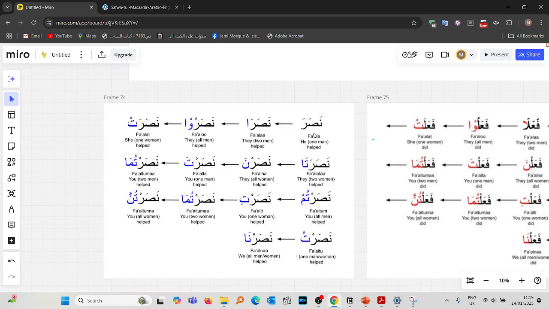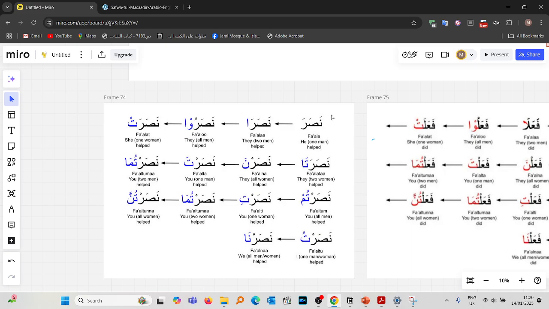Then you start reading it like you did for the fa'ala. You say nasara, he one man helped; nasara, they two men helped; nasaru, they all men helped; nasarat, she one woman helped; nasarata, they two women helped; nasona, they all women helped; nasota, you one man helped; nasotuma, you two men helped; nasotum, you all men helped; nasoti, you one woman helped; nasotuma, you two women helped; nasotunna, you all women helped; nasotu, I one man or one woman helped; nasona, we all men or we all women helped.